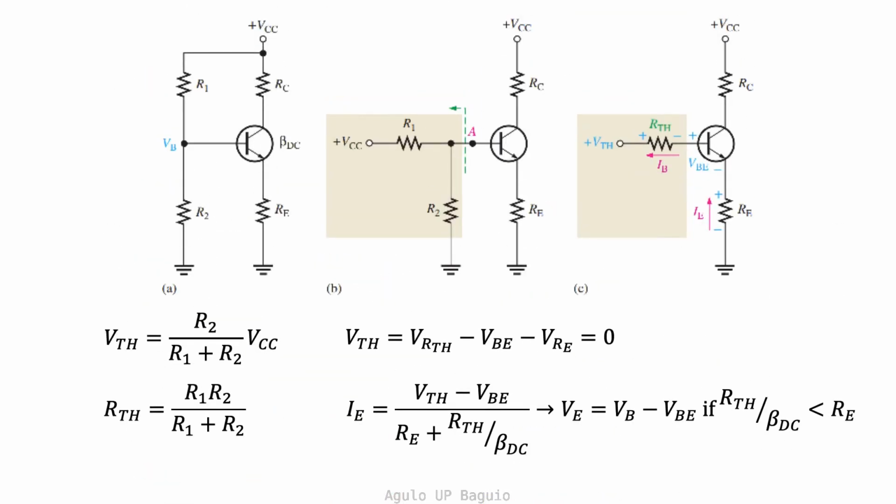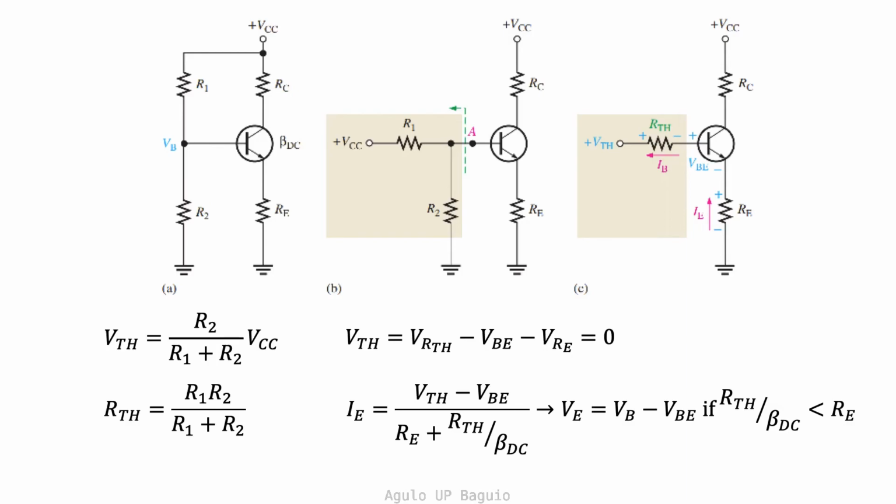Let's take a closer look at the non-stiff voltage divider and examine the loading effects of the transistor to the voltage divider circuit using Thevenin's theorem. To determine the equivalent Thevenin circuit that biases the transistor, we redraw the voltage divider circuit as shown in B, where everything in the shaded area needs to be Thevenized.